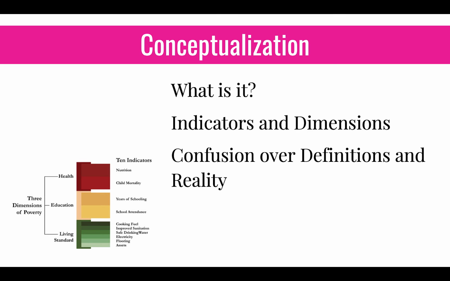So it's basically that you would take something like poverty, which is a crazy, abstract, vague concept, and make it more specific so you can explain what it is you're looking at. So in this case, looking at these 3 specific dimensions and these 10 indicators.